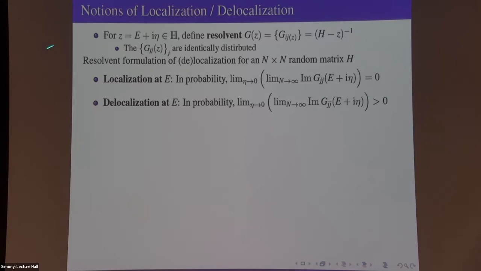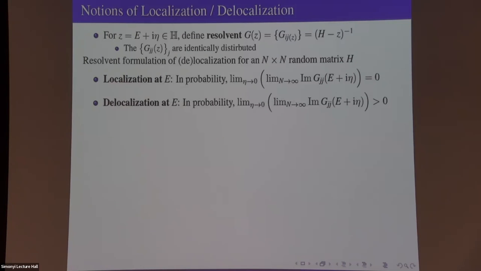The diagonal entries G_jj, if I range over j, are identical, they're IID, because all the entries of H were IID. So the resolvent formulation of delocalization that I'll use is the following. The first thing you do is let n tend to infinity, so let the size of this matrix tend to infinity. The next thing you do is let eta tend to 0, so you get closer and closer to this point E. And you ask whether this diagonal entry is real or strictly in the upper half plane. So you look at the imaginary part of this diagonal entry, let n tend to infinity, and then let eta tend to 0 so that you converge to this point. If it's real, then you say we're localized at E. And if it's not real, so if it has some imaginary part, then you say delocalized at E.